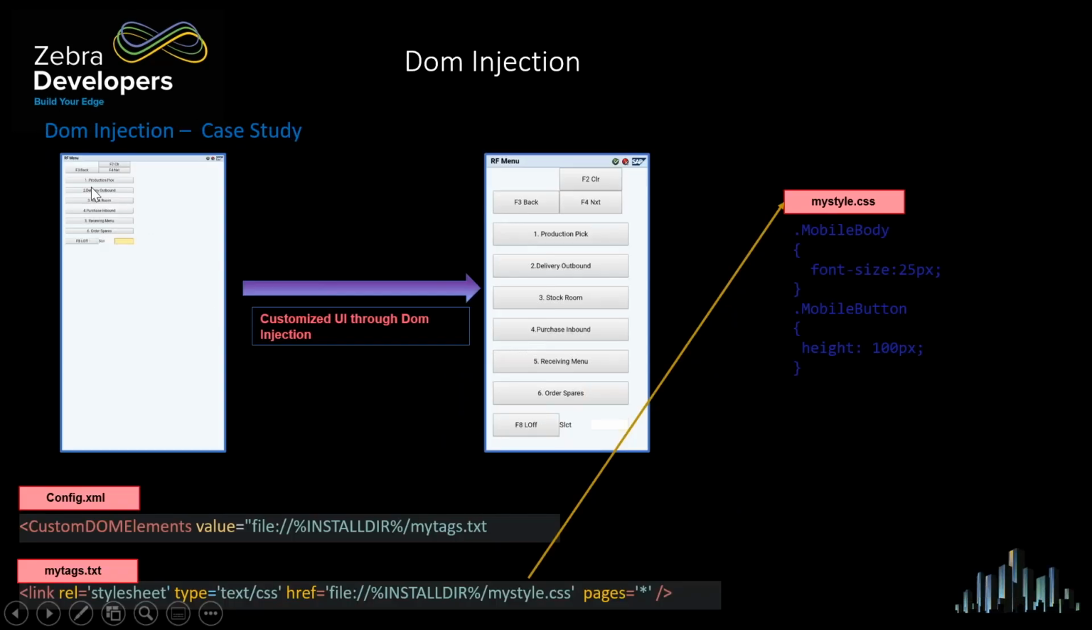So after DOM injection, you can change the CSS. You can see this is a normal page that will open in enterprise browser, but due to DOM injection, UI customization will happen and it will change to look like this for better user experience. This is the CSS file which we have injected. We change the font size, we change the height of the buttons, and this is how we are seeing it after injection.